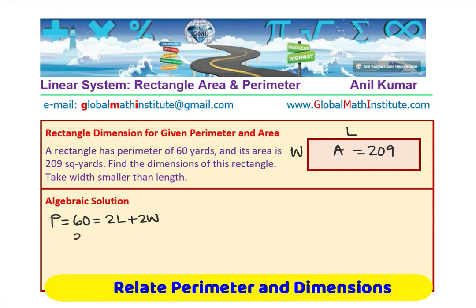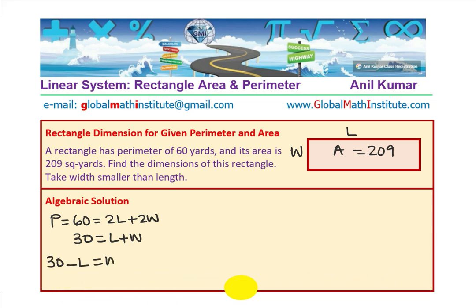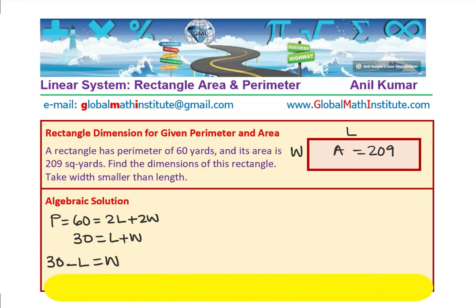Dividing by 2, we can simplify this and write this as 30 equals length plus width. Perfect. Now when 30 is length plus width, we can isolate one of the variables and say, well, 30 minus length is equal to width, right? So we get one variable in terms of the other. We'll make it our equation number 1. Clear?